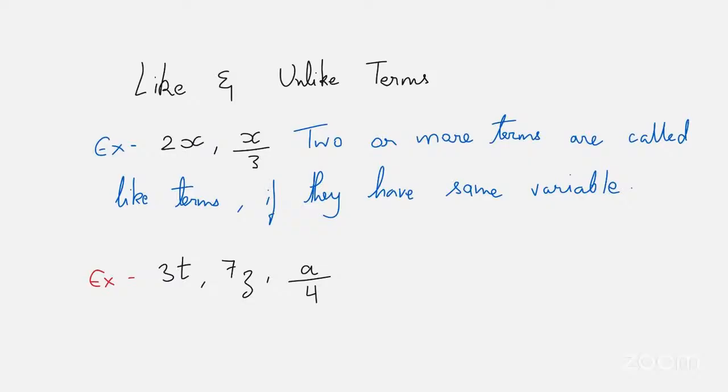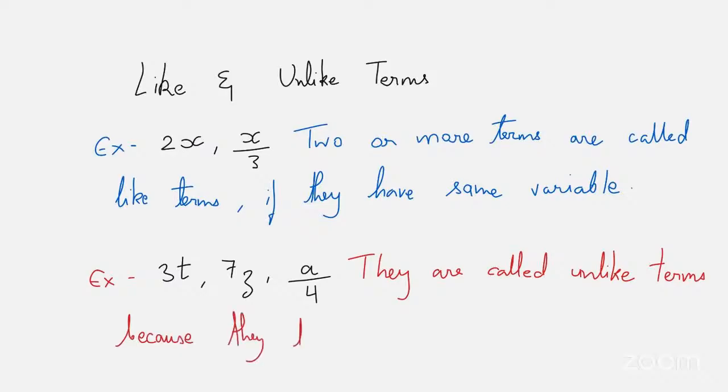Now, these are called unlike terms because they have different variables. The terms that have the same variables, suppose 2x, minus 5x, x upon 3, it's all x, x, x. They are like terms. When we have different variables, t, z, a, b, they are all unlike terms.